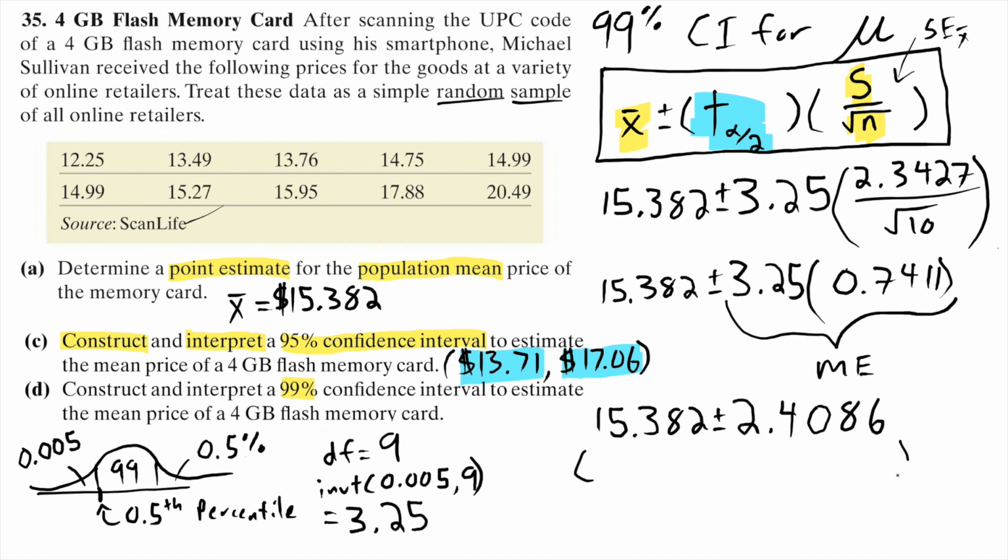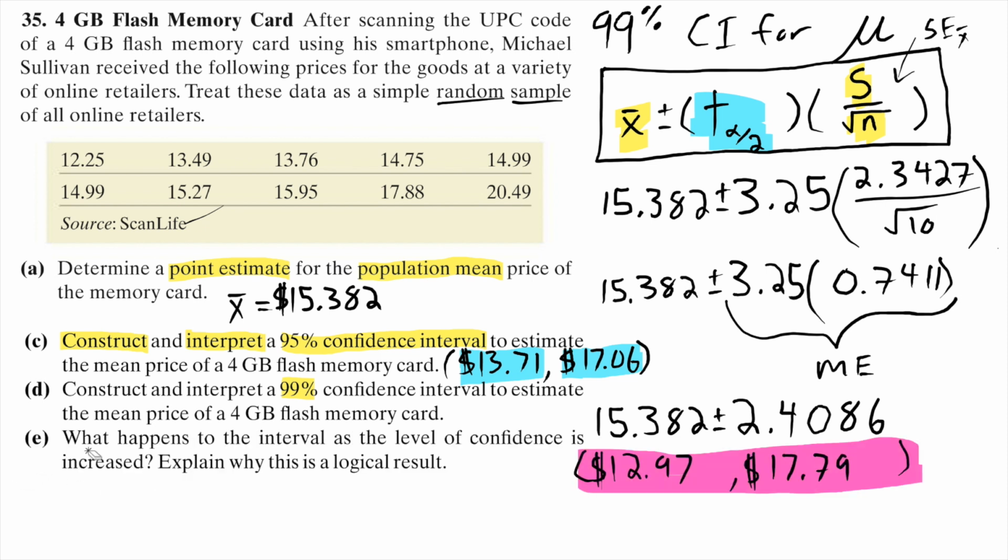So what's my interval? $17.79 if I just go ahead and round it. And then on the low side is $12.97. So that is my 99% confidence interval for mu.